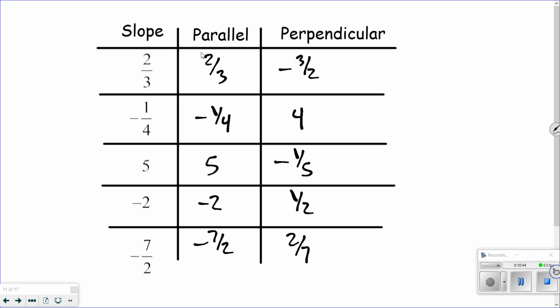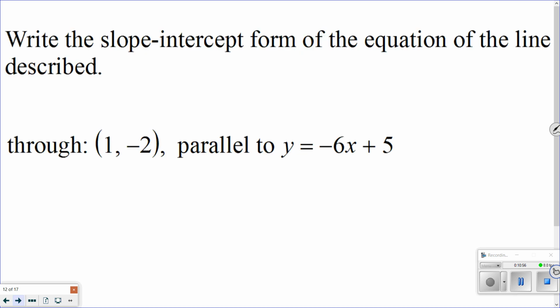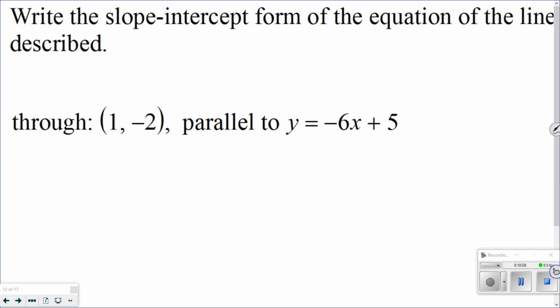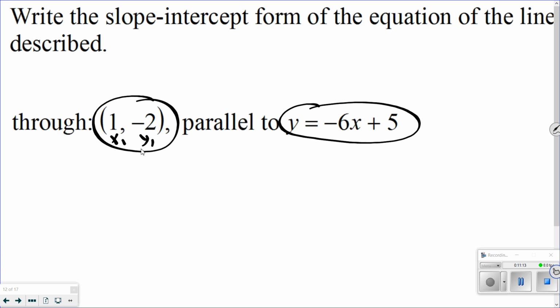Okay, so long story short, if you know the slope of a line, then you also know the slope of the line that's parallel to it, or you can find the slope of the line that's perpendicular to it. So if you're asked to write the slope-intercept form of the equation of the line that is described, we know it passes through this point. That's going to be my x1, y1. And it's parallel to this line over here. Well, if it's parallel to this line, that means it has the same slope. So the slope of this line is negative 6, so the slope of the line I'm looking for is also negative 6. So now I've got a point, 1, negative 2, and I've got the slope, which is negative 6.